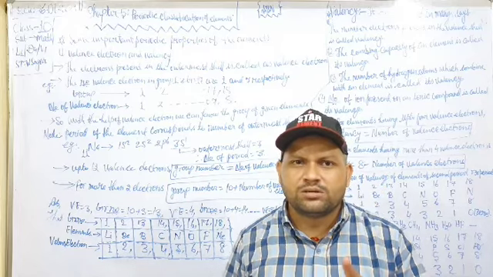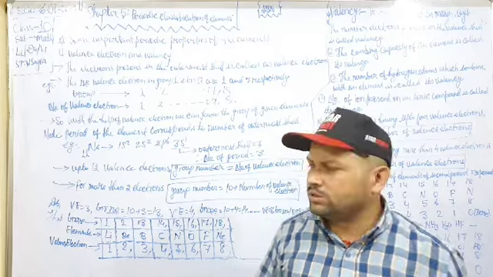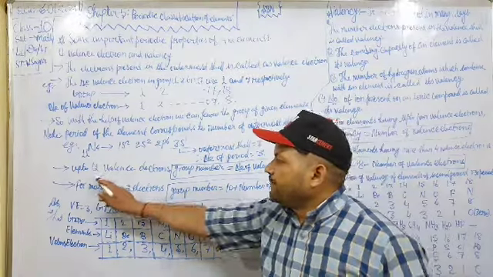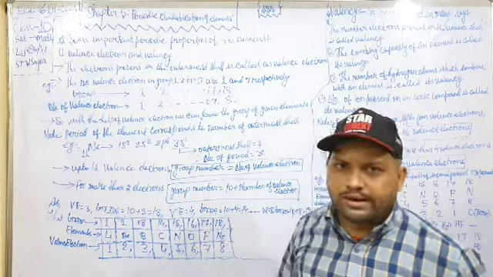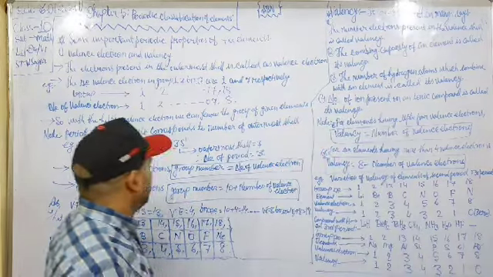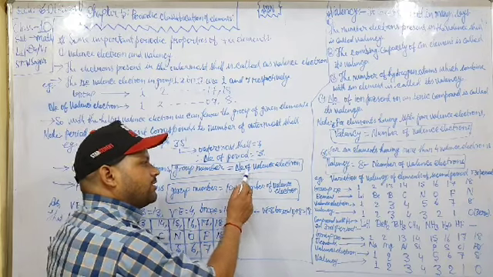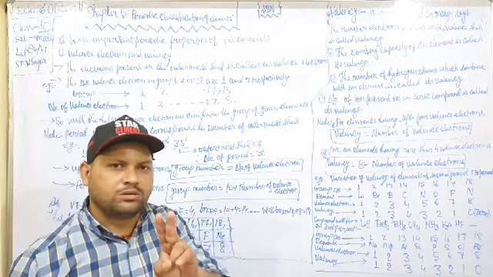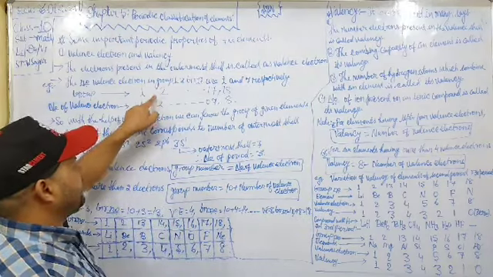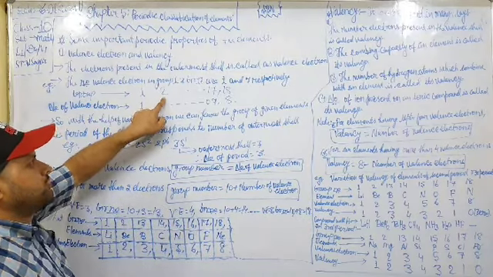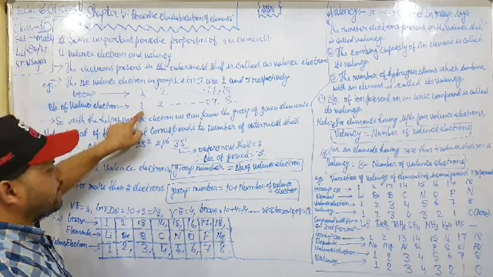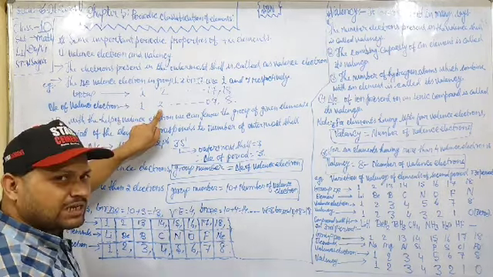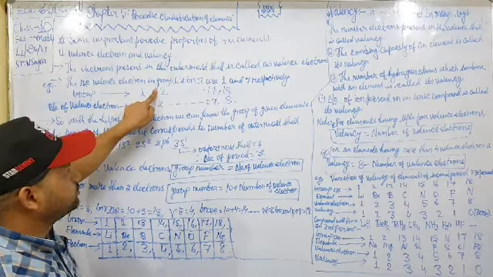Understood, students? I hope you have understood. Now, one thing you have to remember: up to 2 valence electrons, group number is equal to the number of valence electrons. Here, number of valence electron is 1, group is 1. Number of valence electron is 2, group is 2.